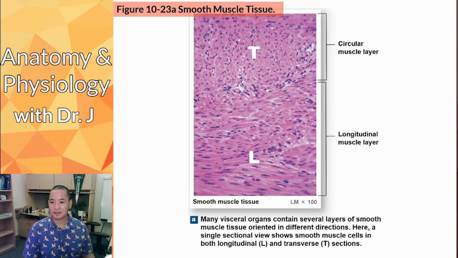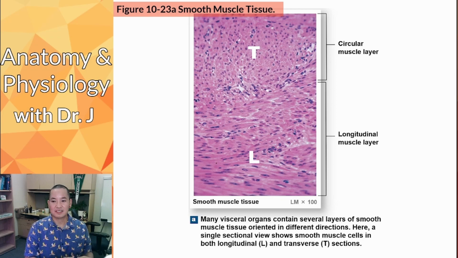But here we have smooth muscle tissue, and unlike cardiac muscle and skeletal muscle, they don't have those zebra stripes and that striated pattern. They are able to contract. We have things called myofibrils contracting inside our muscle cells, and these are proteins that slide against each other and allow your muscle cells to contract and shorten.